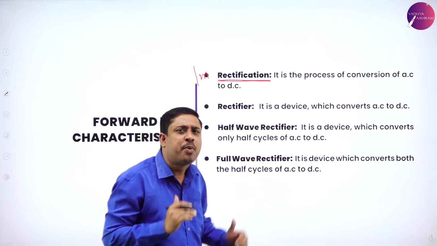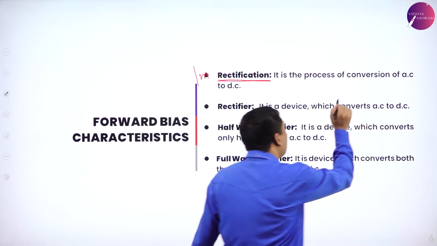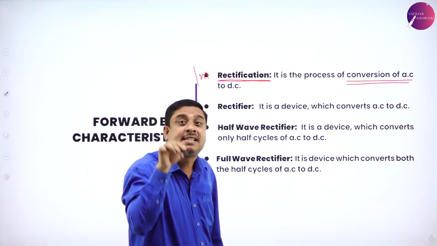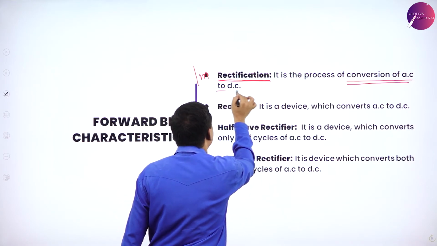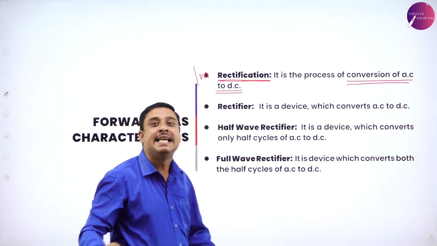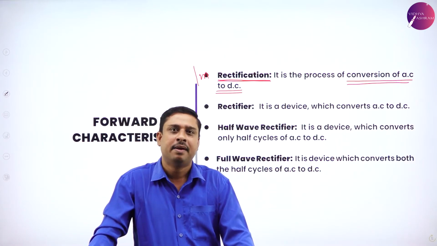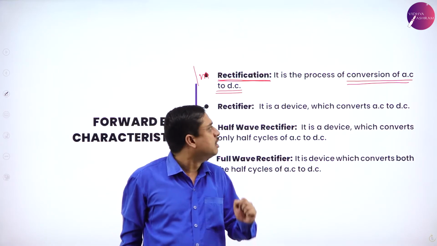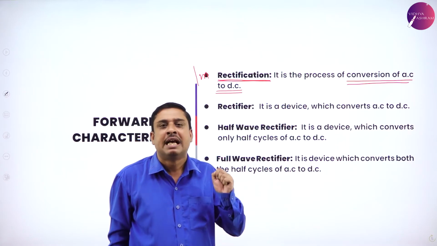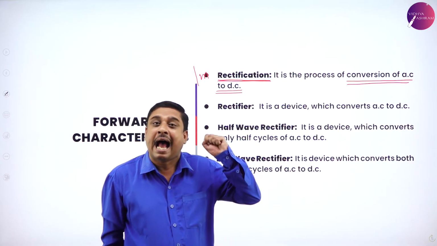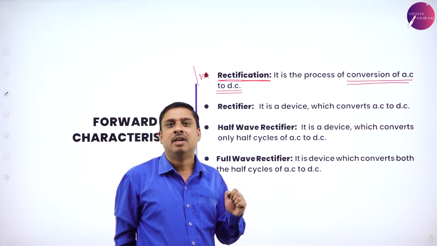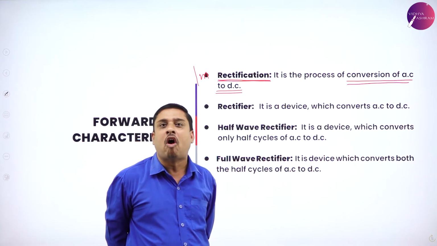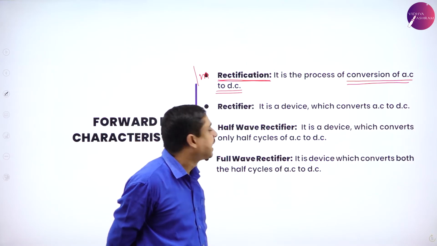It is a whole process of converting an AC signal to a DC signal. My dear friends, please remember that the process of converting an AC signal into a DC signal is what we call rectification.